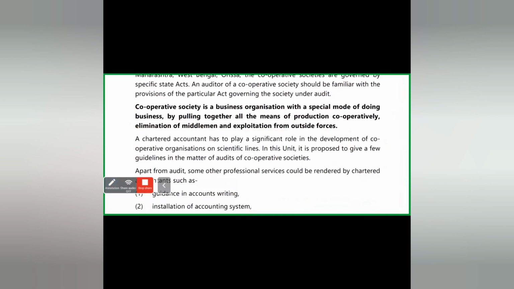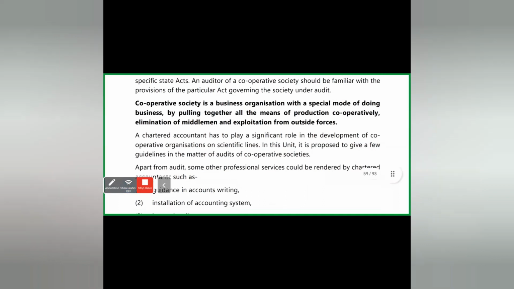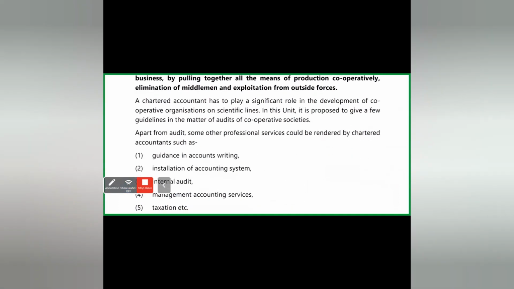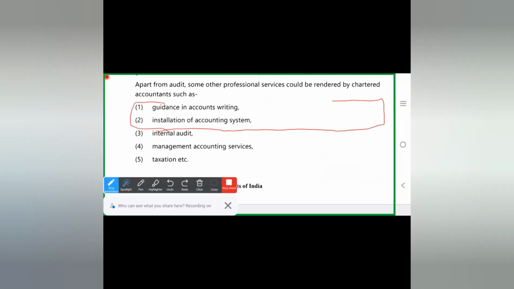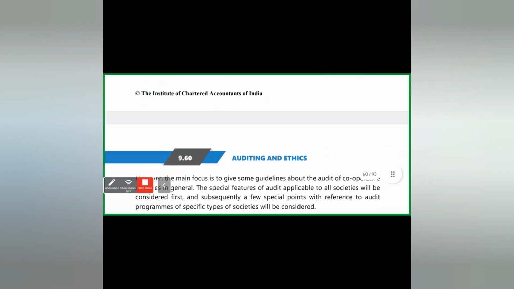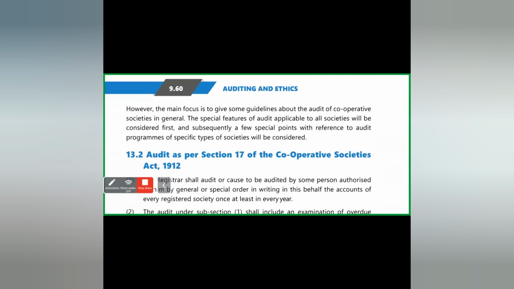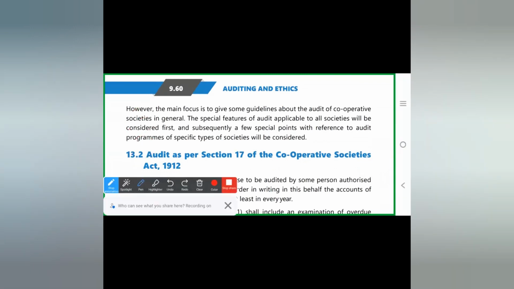A chartered accountant has to play a significant role in the development of cooperative organizations on scientific lines. Apart from audit, some professional services which a chartered accountant can render to the society are guidance in writing accounts, installation of accounting system, internal audit, management accounting services, taxation, etc. However, the main focus is to give guidelines about audit of societies in general.